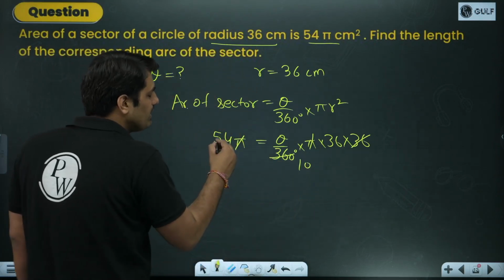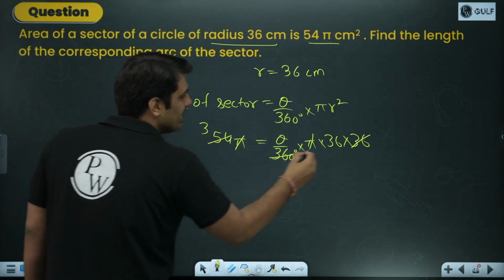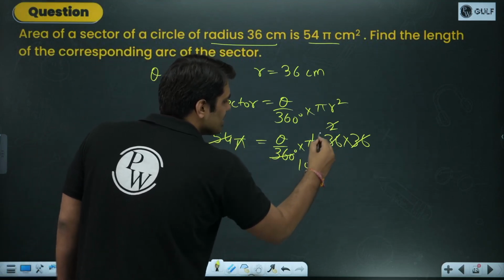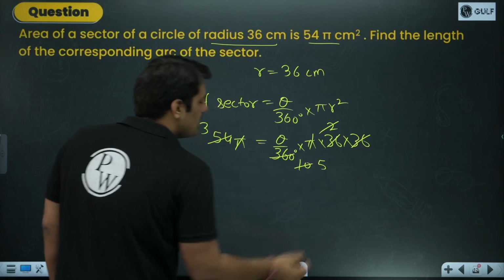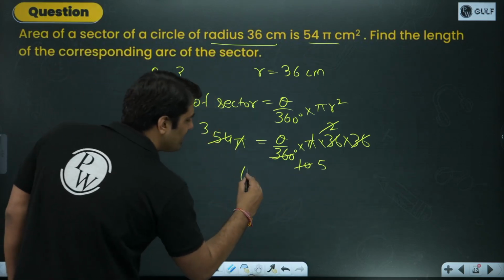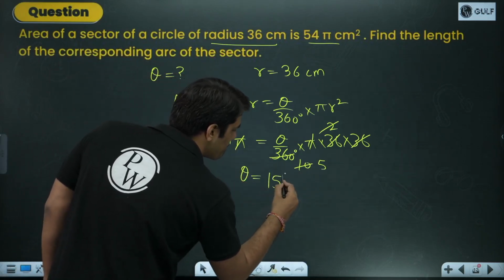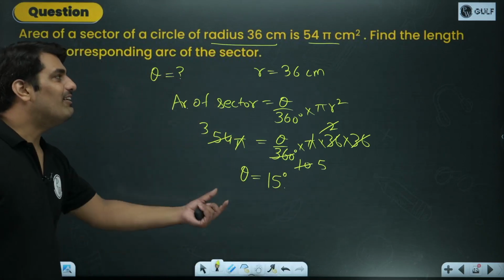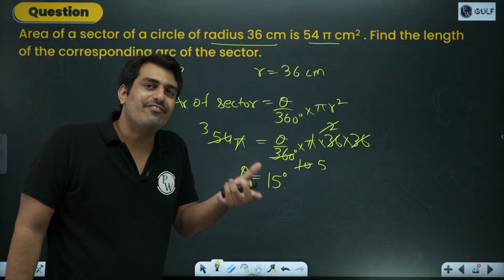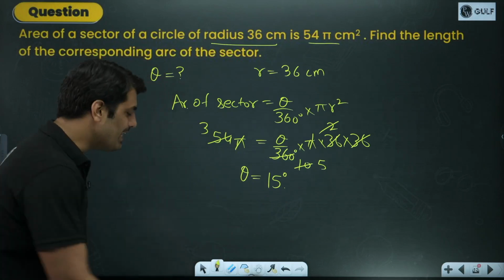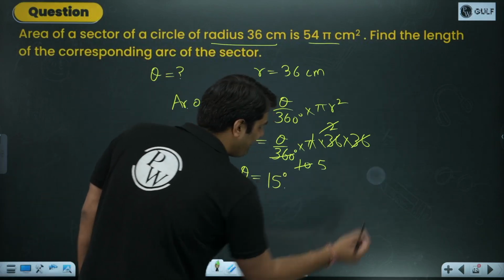So ahead of it, this will be 3 times 18, 3 times and 18, 2 times over here. 2 cancelling out 10, how many times? 5 times. So 5 into 3, that is theta is coming out to be 15 degree. When you have theta value, when you have radius value, is it any difficult part to do the calculation for the length? No sir, length is very simple.